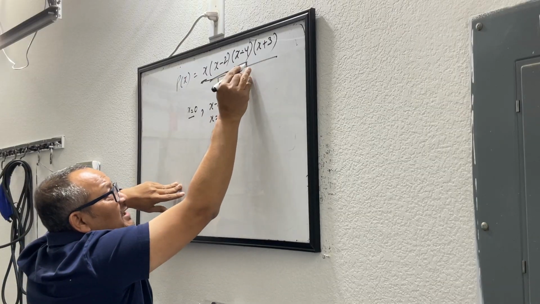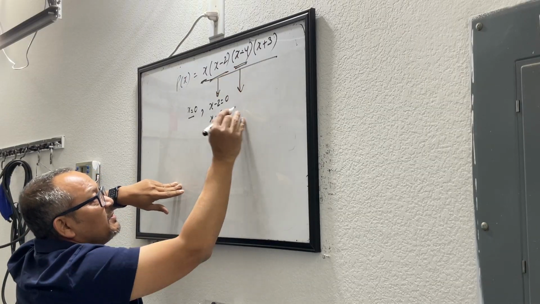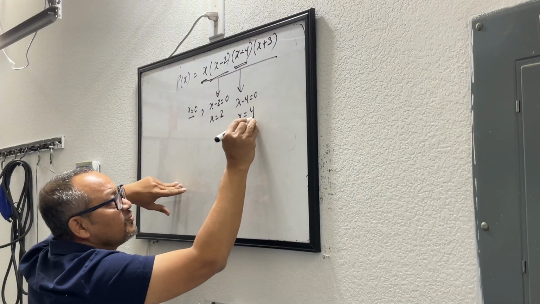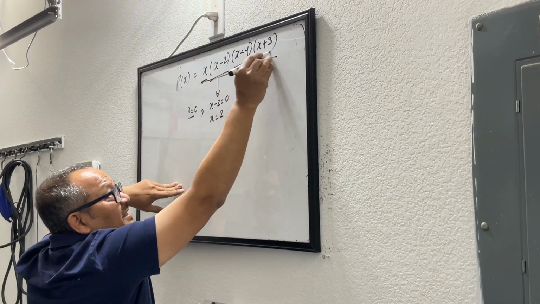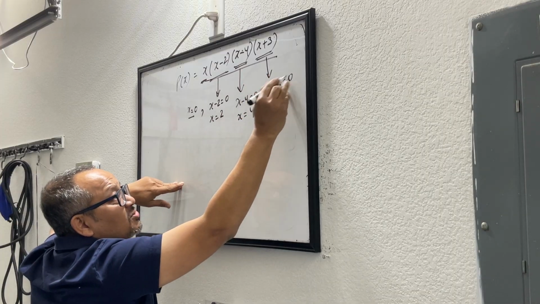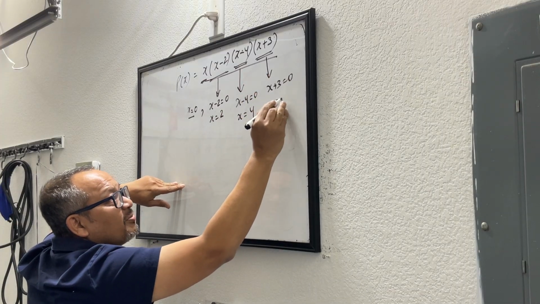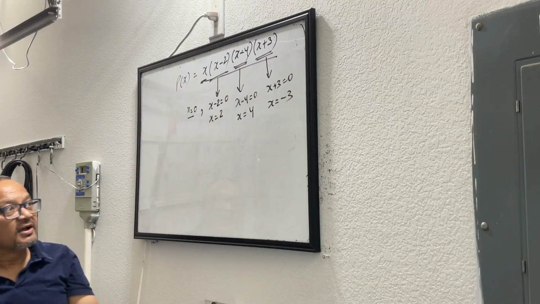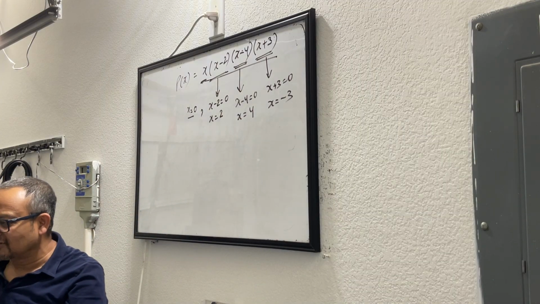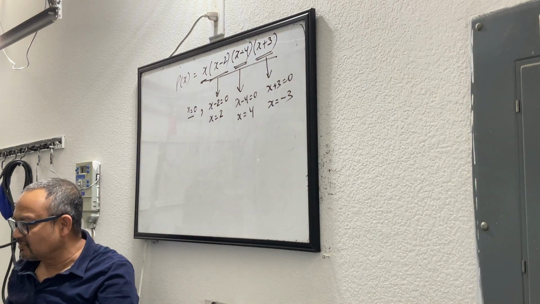Or when this part is equal to 0, that means when x minus 4 is equal to 0, that means when x is equal to 4. Or this part is equal to 0, meaning x plus 3 is equal to 0, which means x equals minus 3. Are you guys with me so far? I'm just getting you guys worried more.